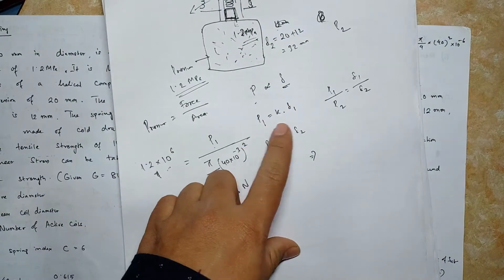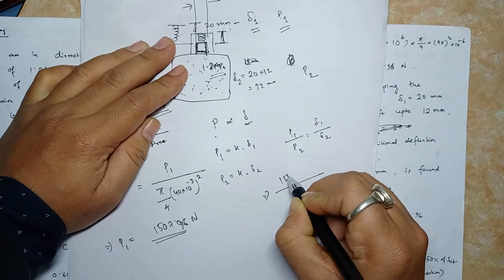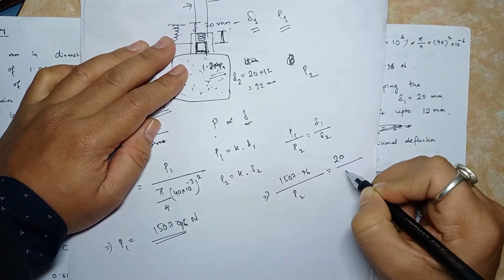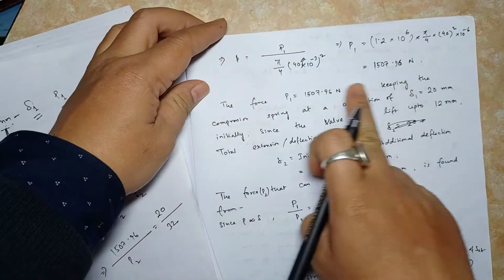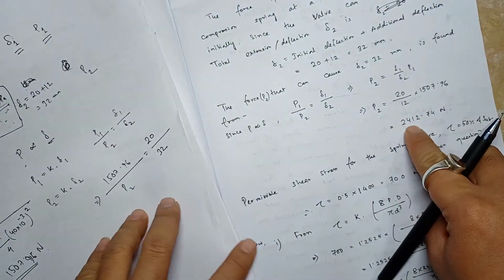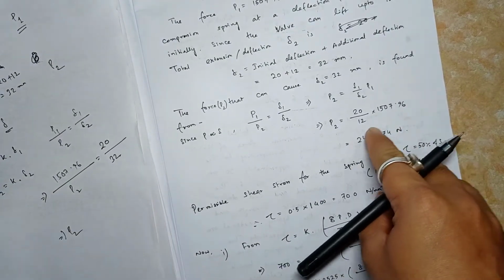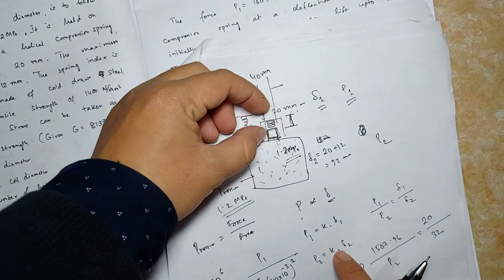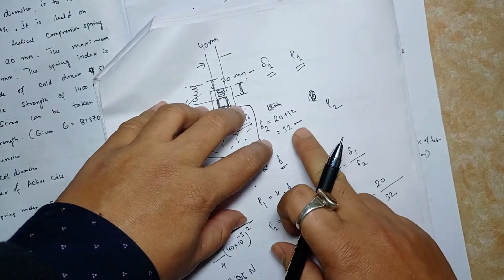So now you see, from this relation, P1 by P2 is del 1 by del 2. So from here P1 is 1507.96, P2 is unknown, del 1 is 20, del 2 is 32. From here you calculate P2. So you get here this one, this is actually written, you can read it. So P2 is 2412.74 Newton. Okay, and this is the force which can be applied to this spring. Maximum force that can be applied to this spring, and maximum compression possible is 32 millimeter.